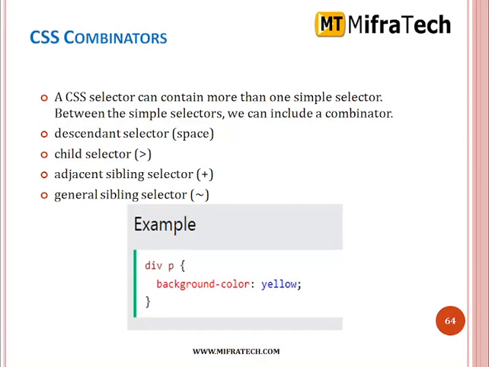And CSS combinators are also very useful in CSS. A CSS selector can contain more than one simple selector. Between the simple selectors, we can include a combinator: descendant selector, a space; child selector, a greater than; adjacent sibling selector, a plus; general sibling selector, a tilde. For example, div p with a background color of yellow.